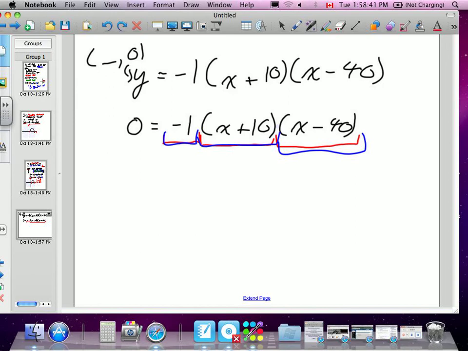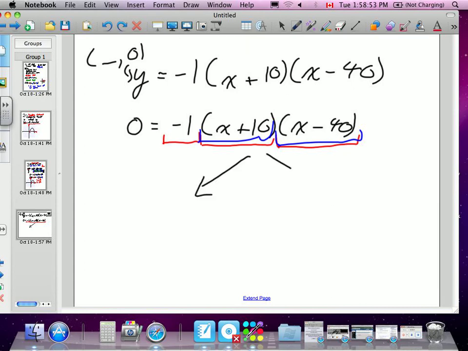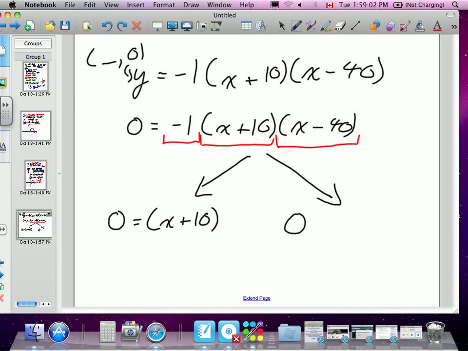So what I'm going to do here is take these brackets and set them equal to 0. So we're going to split them up. It's going to become 2 equations now. I'm going to set each bracket equal to 0. So I get 0 is equal to x plus 10, and 0 is equal to x minus 40. This is how we're going to find our actual x-intercepts, okay? Once I've done that, I'm going to solve for x in both equations.